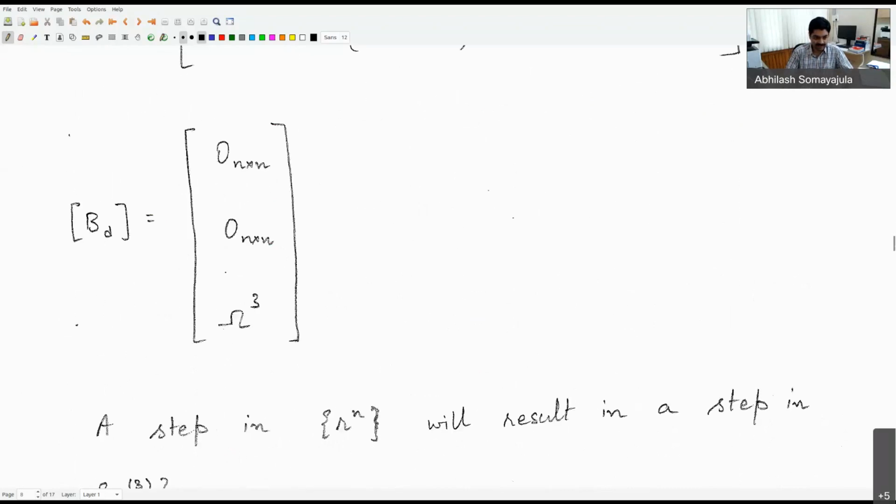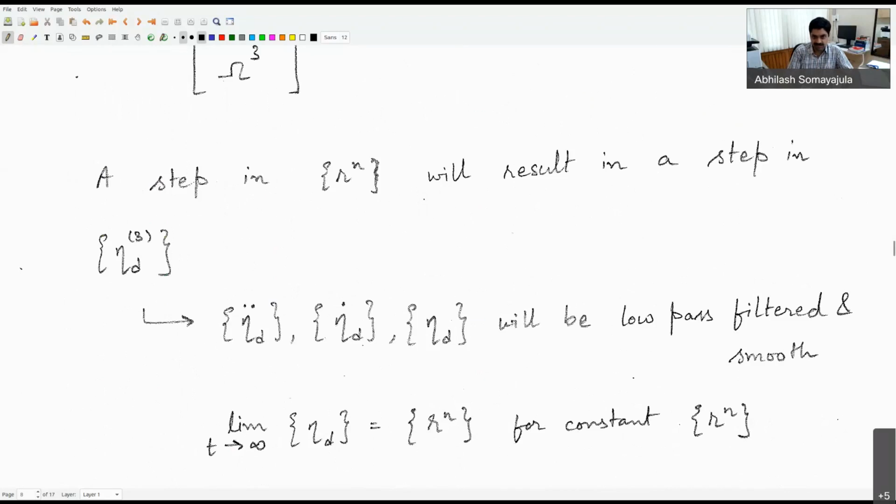Okay, and I think that's what I mentioned here. It will result in a step in the third derivative of eta d. So previously I had made a mistake where I missed that dot there. So please make sure to put that dot back in there. Okay.